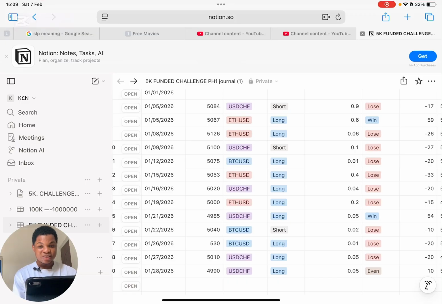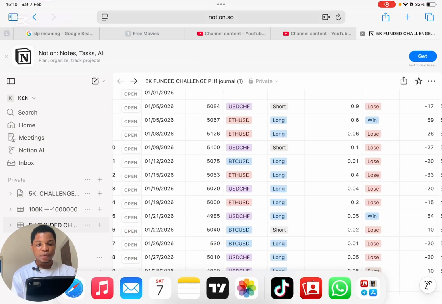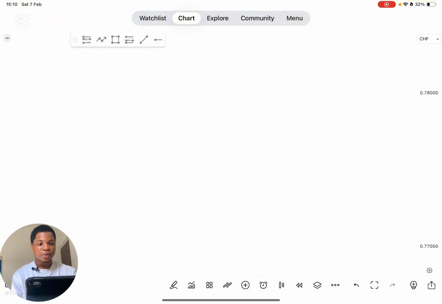I no longer do revenge trading. I no longer do things that are not in my risk management rules for the accounts. It's a very big achievement for me. It's a very big achievement. So let's journal these trades and do our P&L for the week.